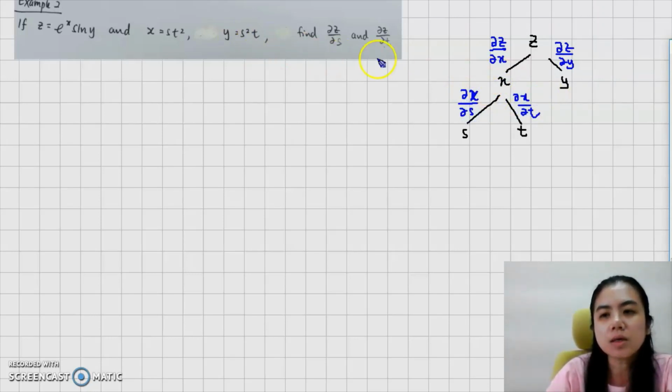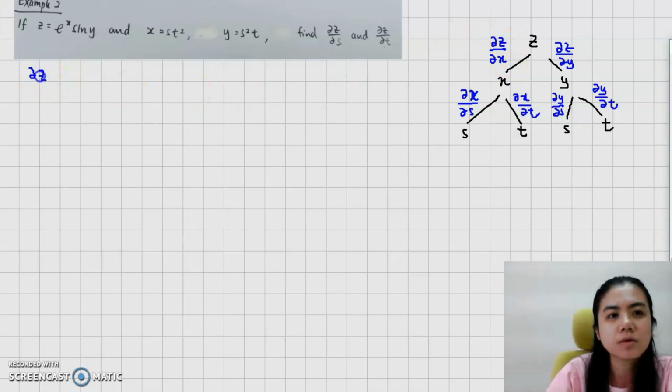For the y, same thing. You will have two branches, and with two nodes. The nodes will be s and t. So this one will be partial. So this is del y del s, and this is del y del t. Before we proceed with this, why don't we figure out the equation for each partial derivative? Let's just go for this one first.